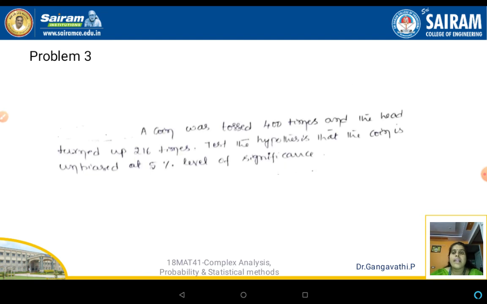So let us look at another problem. A coin was tossed 400 times and the head turned up 216 times. Test the hypothesis that the coin is unbiased at 5% level of significance.